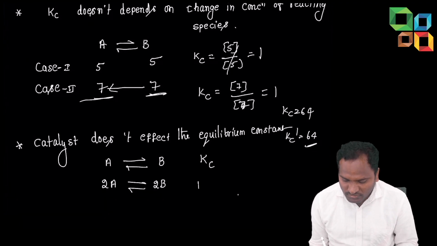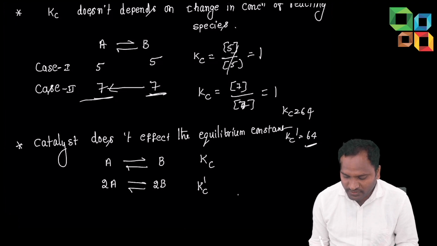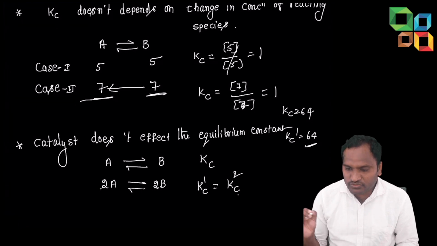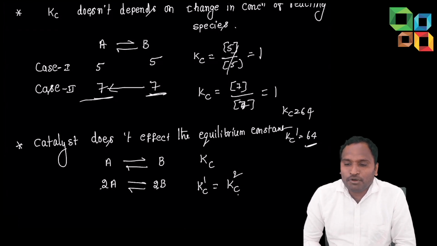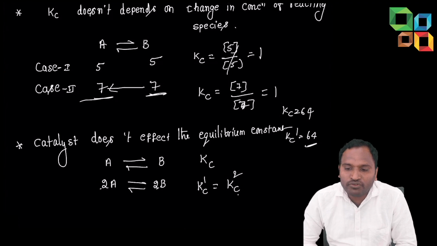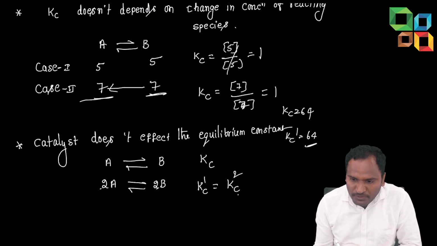How do we get the new equilibrium constant, Kc dash? Whichever factor you multiply the entire equation by, you raise that factor to the power of the previous equilibrium constant in order to get the new equilibrium constant. Understood, students? I multiplied with the 2 from here.